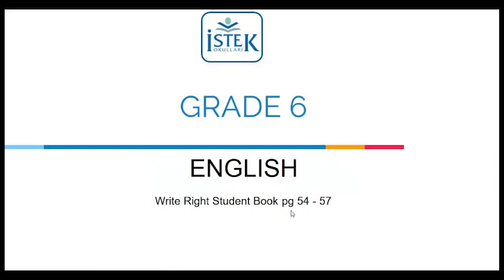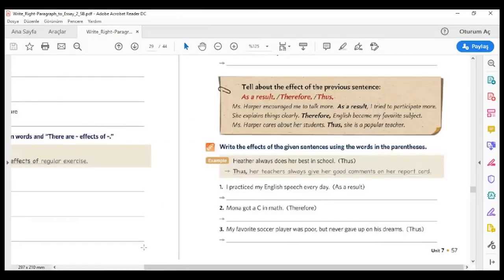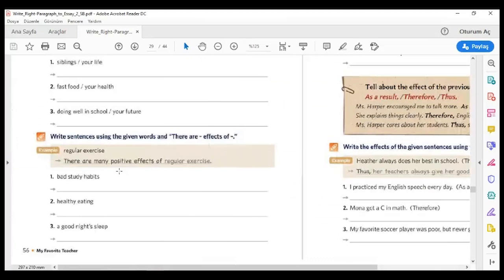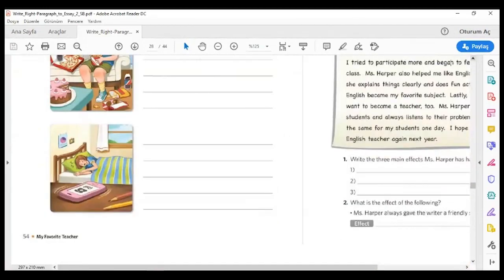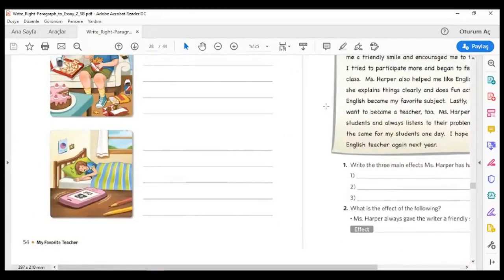Good day, students. Today we will be working in our Grade 6 student books from page 54 to page 57. Now, if you don't have this book at home with you, don't worry. Simply use a notebook and pencil. I am opening the book for you right now. Like I said, it's the Grade 6 student book, and this is page 54.